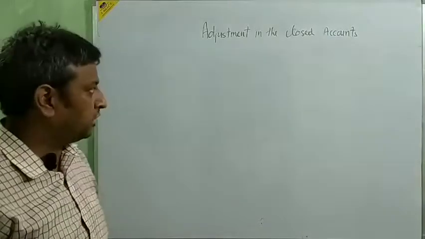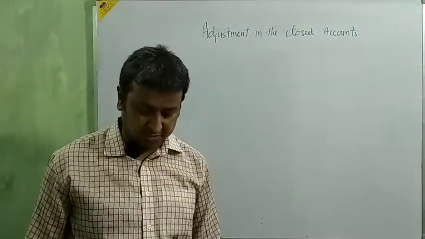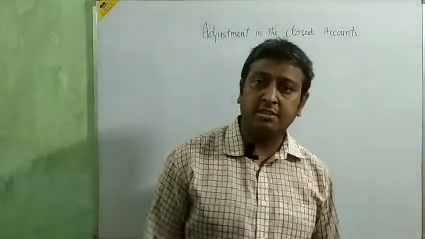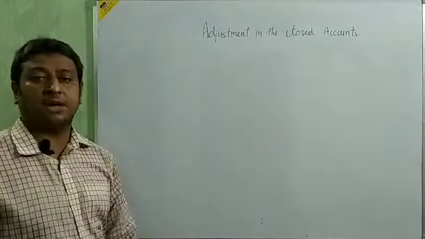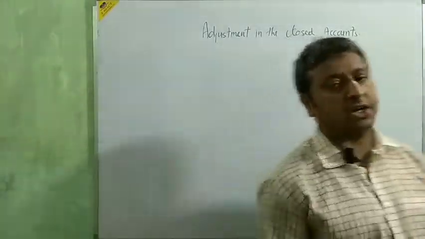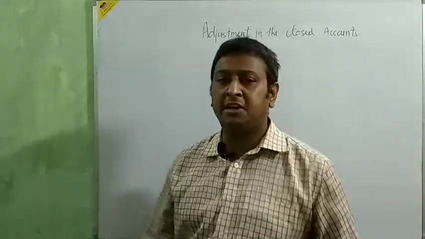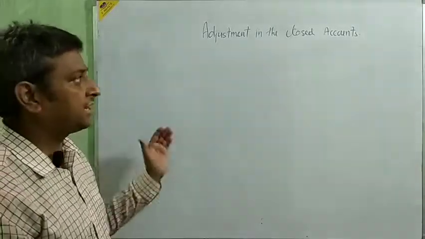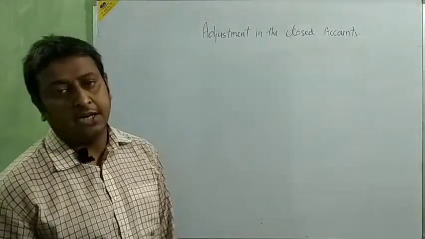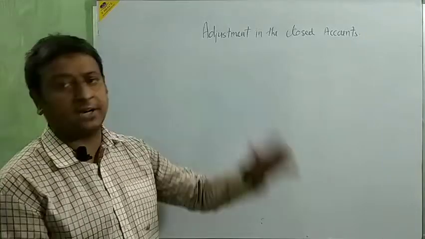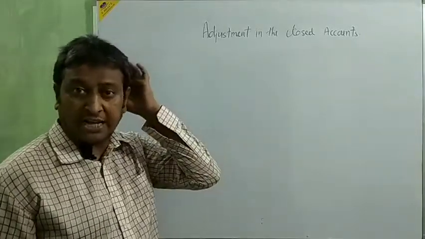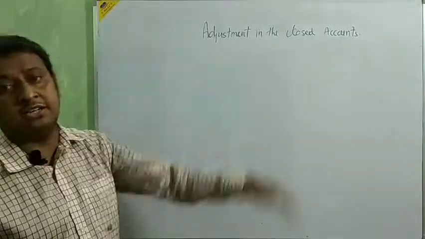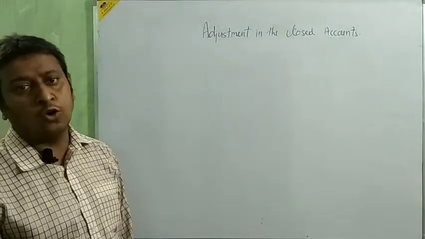Good morning, students. Today we are going to start one more topic for partnership: adjustment in the closed account. It means if at the time of making the P&L appropriation account you did not account for interest on capital, interest on drawings, salary or this type of expense, and directly distributed the profit in the profit sharing ratio, then what type of effect will come? That is shown by the adjustment, and to remove that effect we do one journal entry, the adjustment of closed account journal entry.